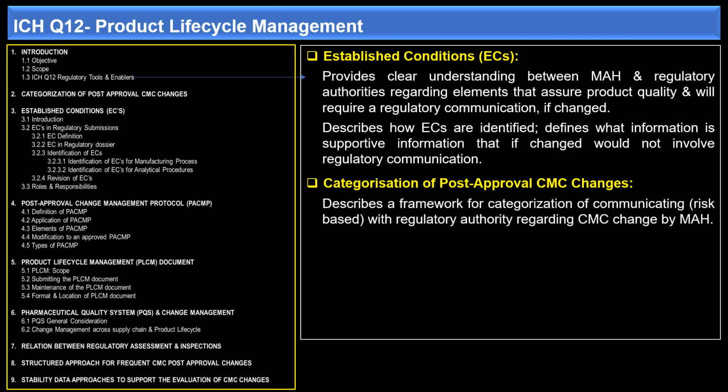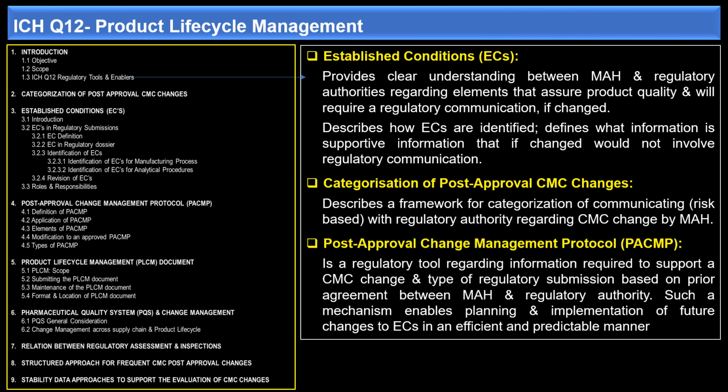It gives a framework for categorization of communication, which is a risk-based approach with the regulatory authority regarding the CMC change. The post-approval change management protocol, it is a regulatory tool regarding information required to support a CMC change and the type of regulatory submission based on prior agreement between the authorization holder and the regulatory authority. Such a mechanism enables planning and implementation of future changes to the ECs in an efficient and predictable manner.